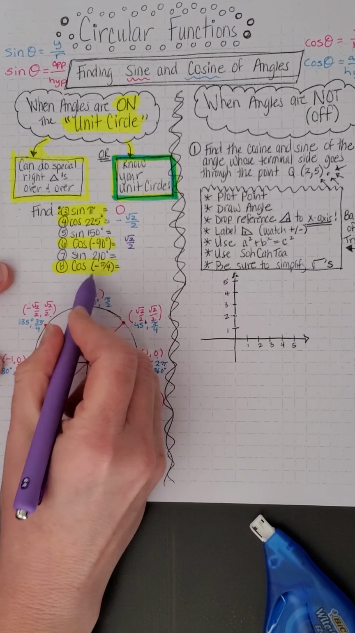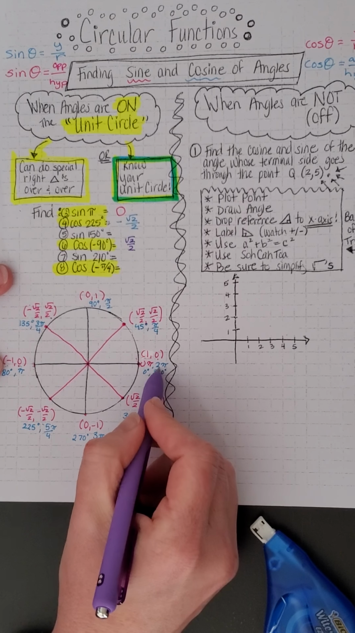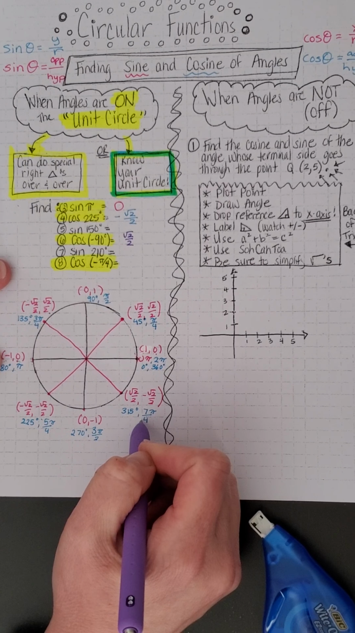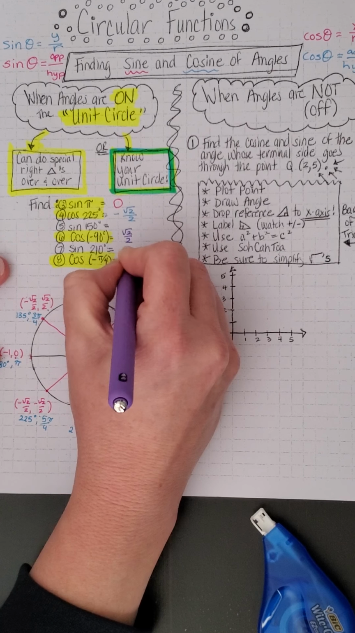And then finally, cosine of negative pi over 4. Negative pi over 4, so if you move backward, you'd be at the same place. Cosine of negative pi over 4 is still square root 2 over 2.